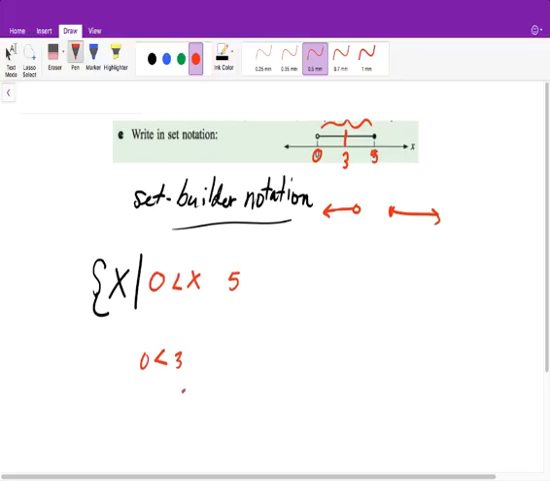So once again, since x is written to the left of 5, 3 must be written to the left of 5. And then we ask ourselves, is 3 less than 5 or is it greater than 5? Well, 3 we know is less than, so we fill it in here.